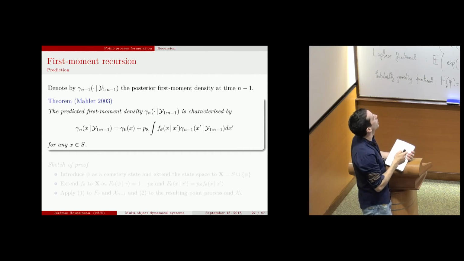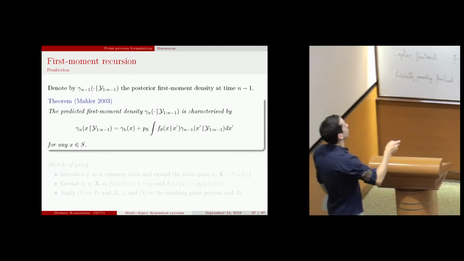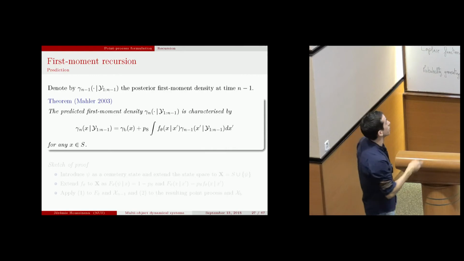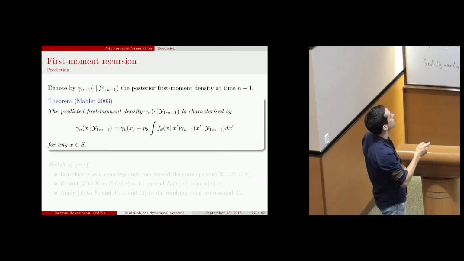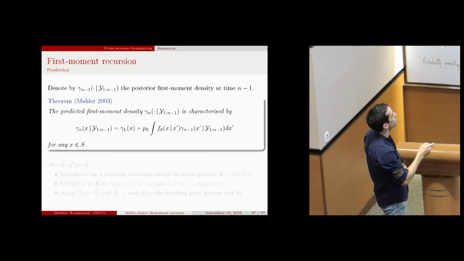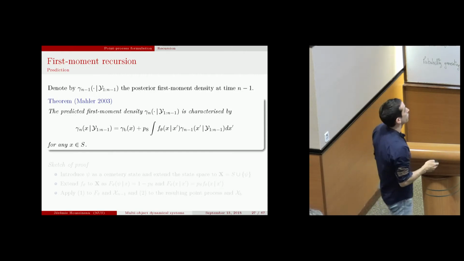Maybe I write a little bit abstractly here, but I just condition on all previous observations. So that's my posterior first moment at the previous time step. It's the first moment, otherwise it's really nothing complicated. And so if I want to predict this, I just add the first moment of my new target, that would be for birth. And here there's a little detail, but with probability of survival PS, I just predict my previous targets.